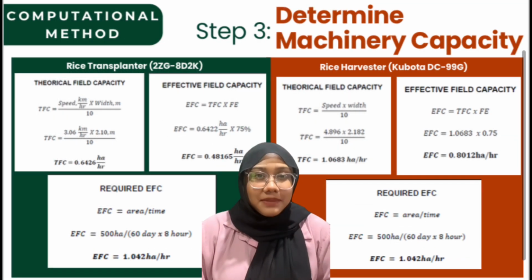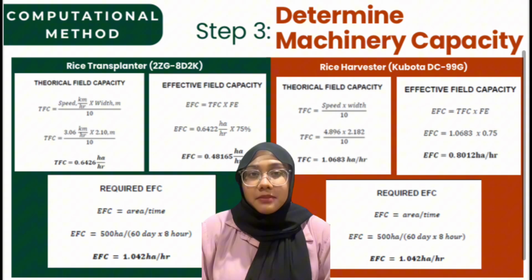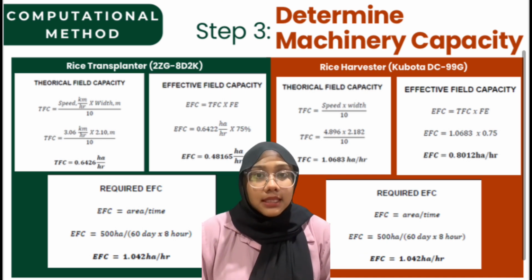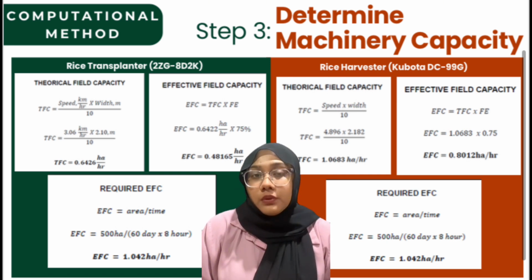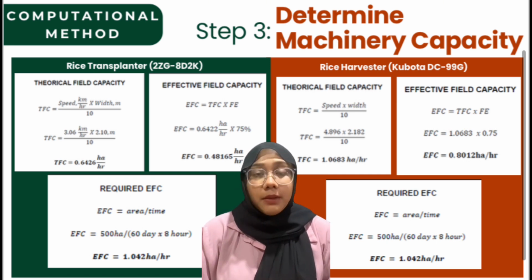For determining the machine capacity, as shown in slide number 7, this is the detail for each of the machines. In order to calculate the machine capacity, we must calculate the TFC first, and the formula that we use is speed times width divided by time. After calculation, the TFC for the rice planter is 0.6426 hectare per hour. Meanwhile, the answer for the rice harvester is 1.0683 hectare per hour.